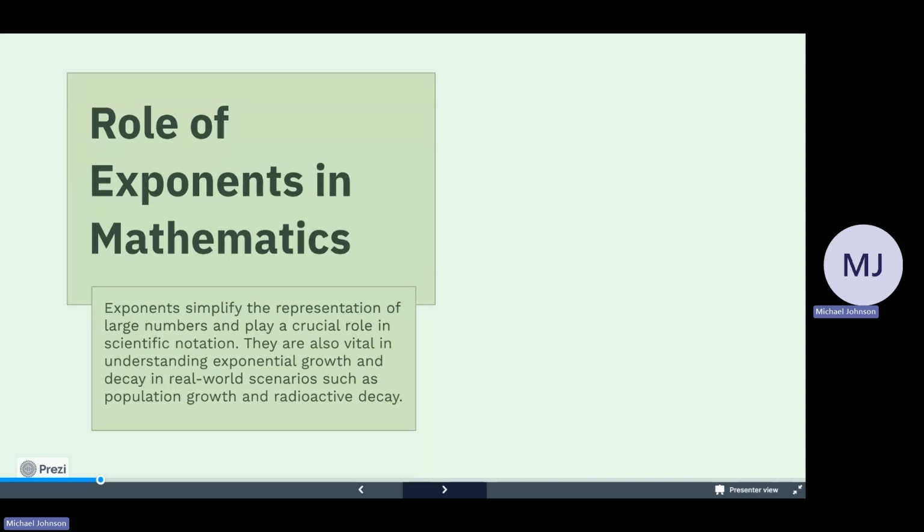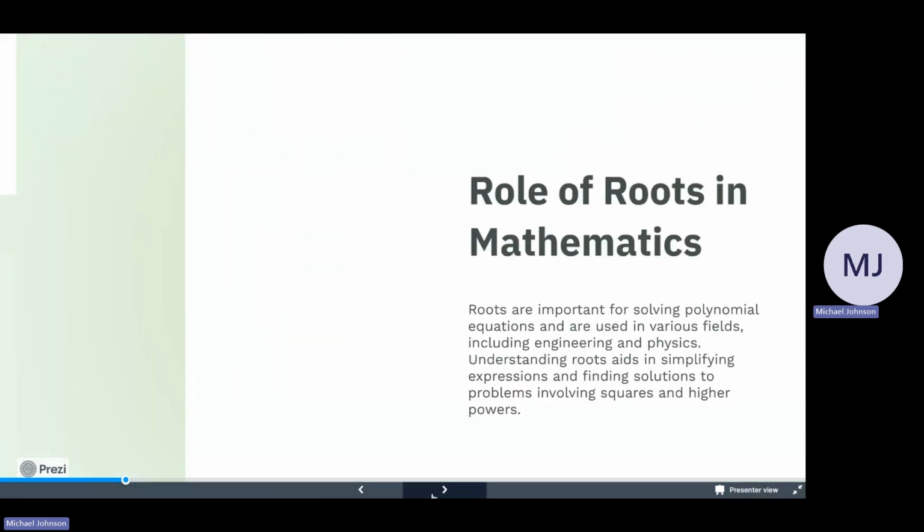Exponents simplify the representation of large numbers and play a crucial role in scientific notation. They are also vital in understanding exponential growth and decay in real-world scenarios, such as population growth and radioactive decay.